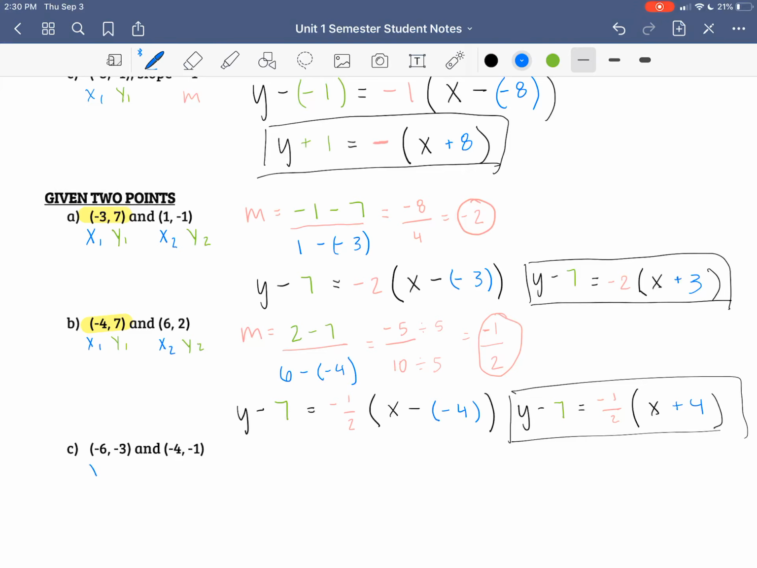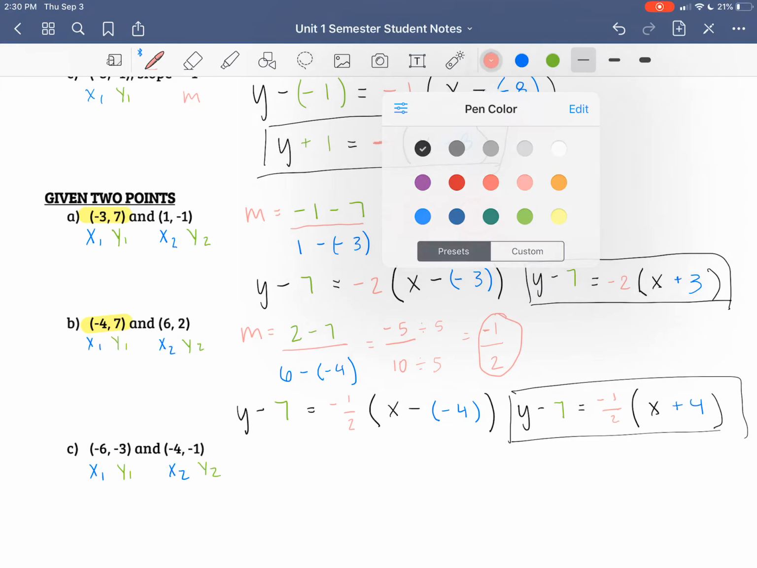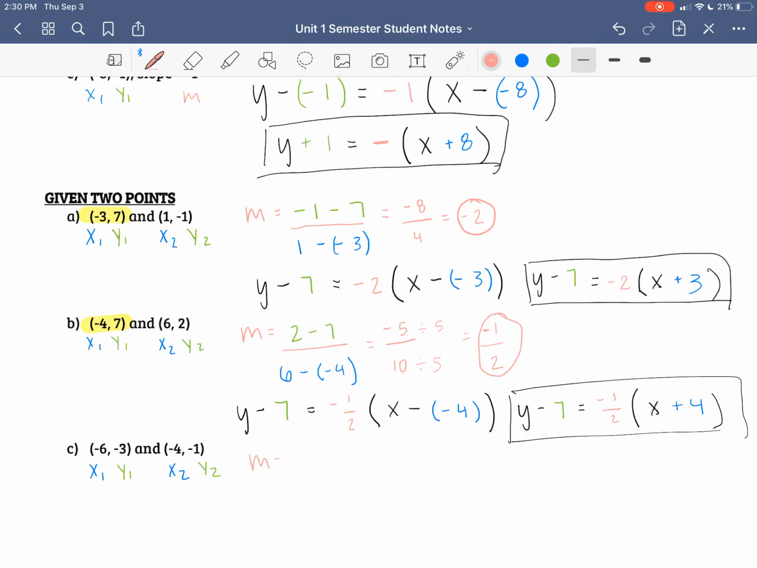So I like to label x1 and x2, y1 and y2, just to keep myself organized. My slope, I have to find first. My slope is going to be y2, which is -1, minus y1, which is -3. Lots of double negatives today. And then x2 is -4 minus x1 is -6.